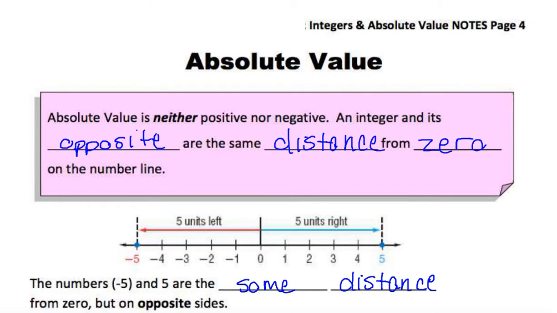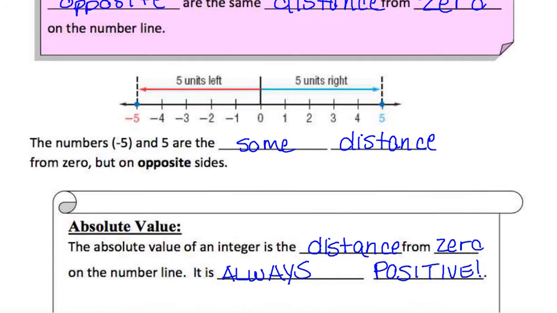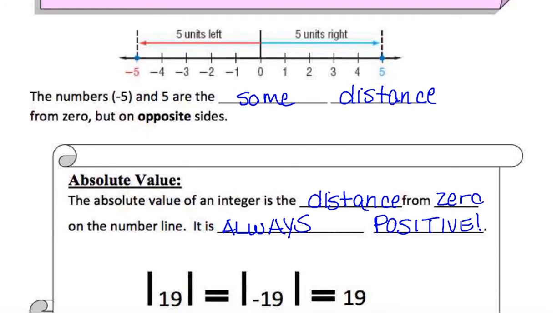If we jump to our last page, which is page 4, absolute value is neither positive nor negative, and an integer and its opposite have the same distance from 0. That's like 3 and negative 3 will have the same absolute value because they're both 3 spaces away from 0. In this example, negative 5 and 5 are the same distance from 0, but on opposite sides. But they both have an absolute value of 5 because they're both 5 spaces away. So if you ever got a question, which numbers have the absolute value of 5, you could say 5 and negative 5 because they're both 5 spaces away.